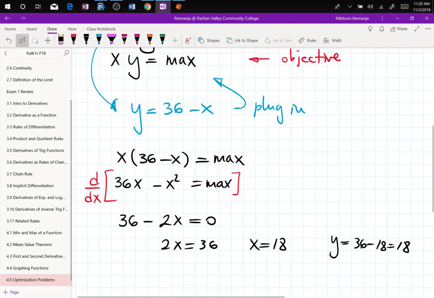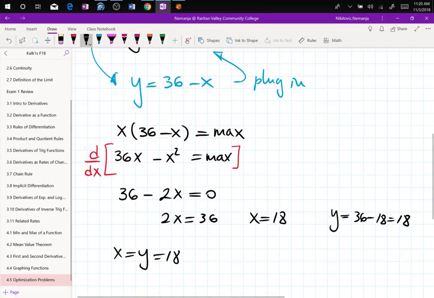So what are the two numbers? They're actually 18 and 18. So x equals y equals 18 for max product.